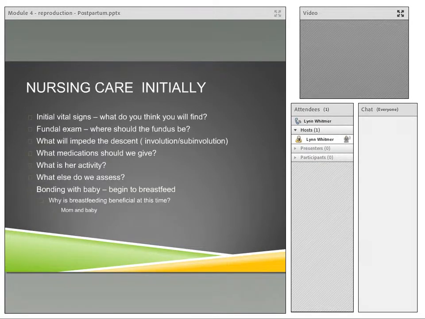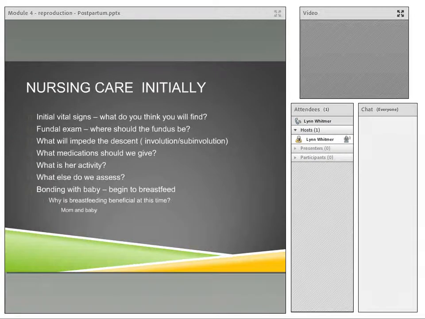Again, vital signs are the initial factor. What do you think you will find? You should see a decrease in blood pressure, pulse. Her temperature should be relatively normal. If we were to draw blood right now, we might find an elevated white count because this has been a traumatic event. Fundal exam, where should the fundus be? I've already told you. What will impede the descent, which is called involution and subinvolution, two new words for you.